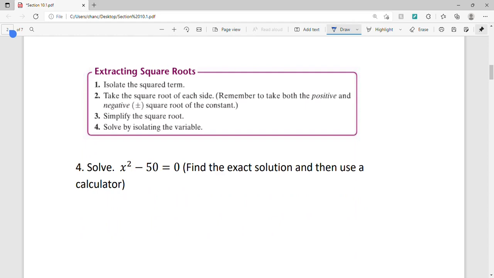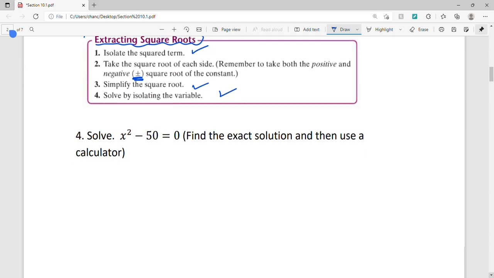For the next strategy, it's known as extracting the square roots. We'll have to isolate the square term first. Take the square root of each side, and don't forget to put the plus or minus sign in front of the square root of the constant term. We'll simplify the square root, and then we'll solve by isolating the variable.